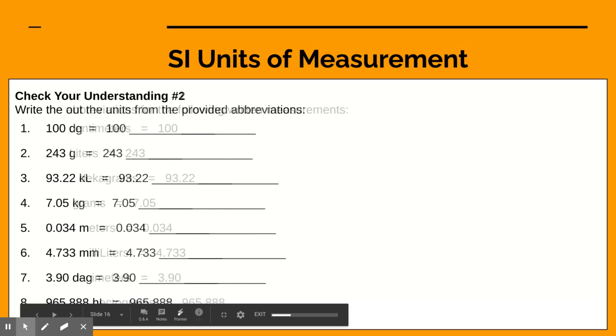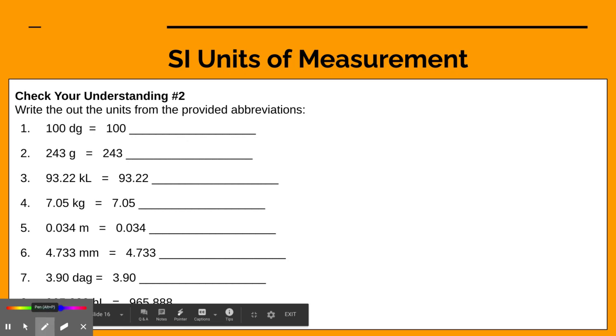All right, so check your understanding number 2. Last time, in the last check your understanding, we were starting with the written form and making abbreviations. Now we're starting with abbreviations and we're going to the written form. So we've got to go back, check our abbreviations, check what the prefixes and the basic units are, to make sure we've got them right. So pause the video here, try this out yourself, and then come back and see how well you do.